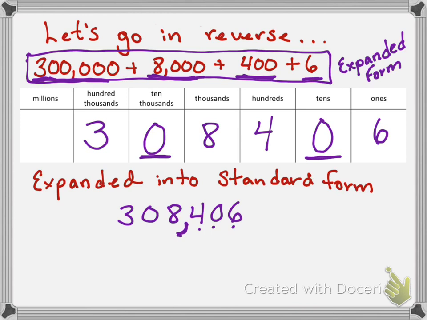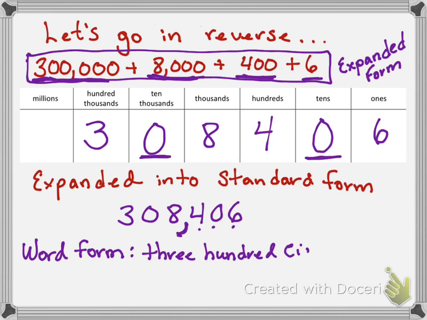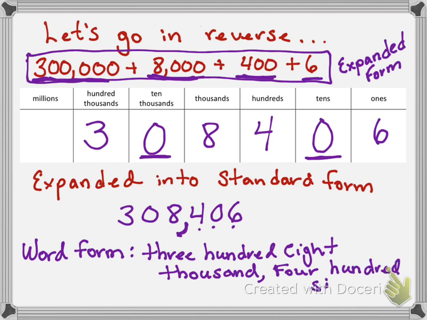Okay, so how would we write this in word form? It's actually spelling out how you're reading it. You are writing it just like you would read the number.